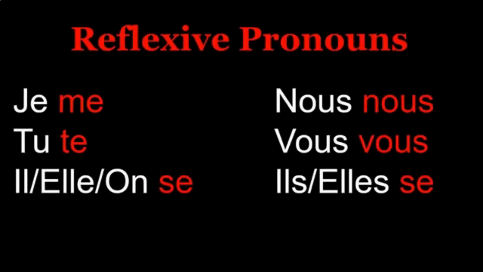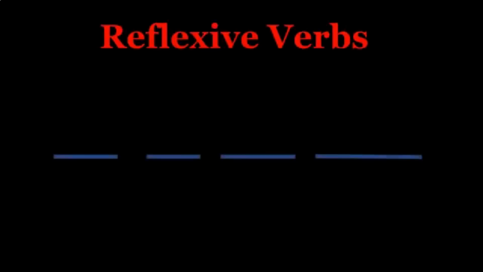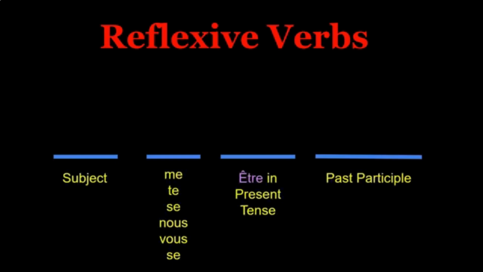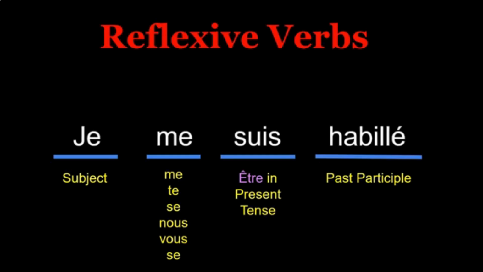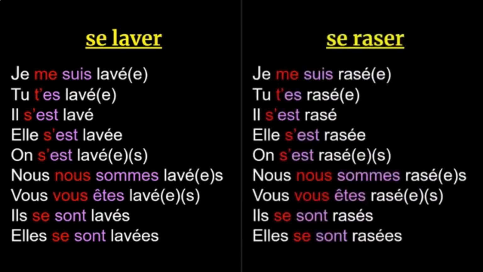Unlike standard verbs, before conjugating reflexive verbs into le passé composé, you have to add the right reflexive pronoun. In other words, me for je, te for tu, se for il, elle, on, nous for nous, vous for vous, and se for ils, elles. The formula for conjugating reflexive verbs in le passé composé is the subject, the correct reflexive pronoun, être in the present tense, and then your past participle. For example, je me suis habillé, I got dressed. Here are two more examples for you to get used to the structure of reflexive verbs in le passé composé.